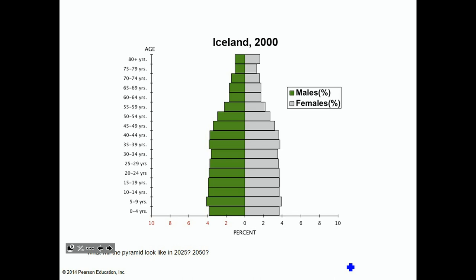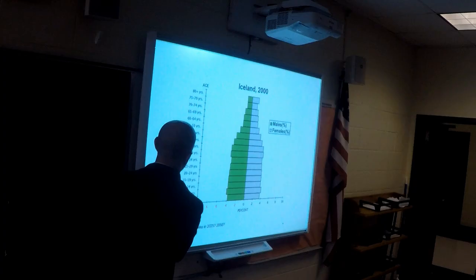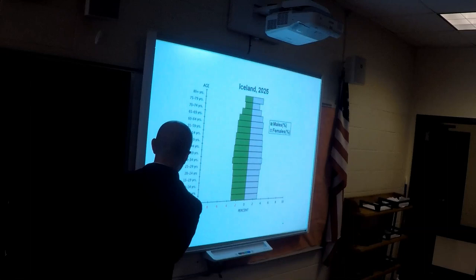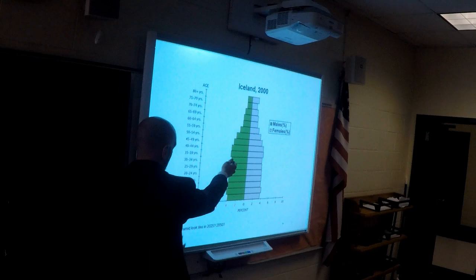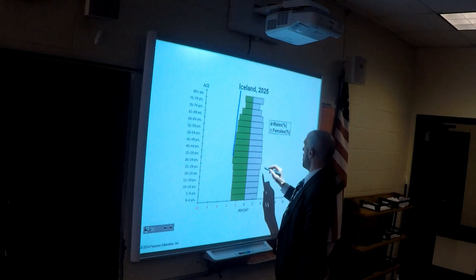Here is a picture of Iceland. And I want to say this is in 2000. This is how their population structure changes by 2025. So look at that. And we're in percentages. So you're going to have 100% of the population shown here. So the population here looks smaller in the pyramid than it does here, right? That's simply because the percentage is spread out over older people.